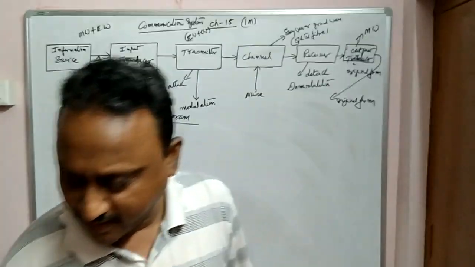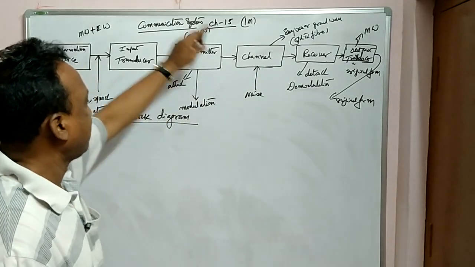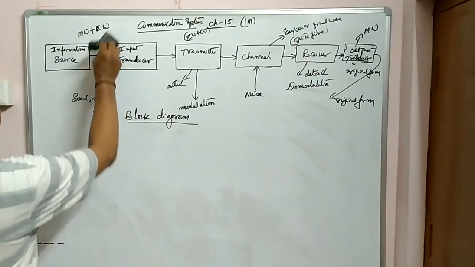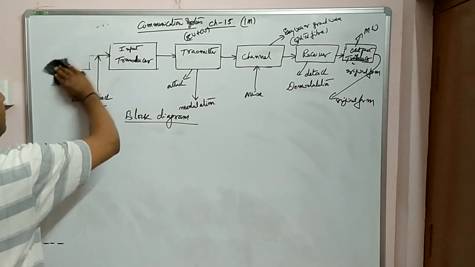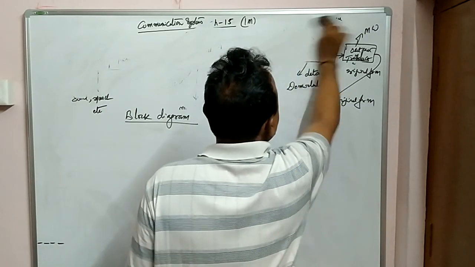Please note down this block diagram. It is very, very important. This is the main block diagram in the communication of whatever sound or picture in the studio. Okay? Right. Now let us go to the next one in this chapter.